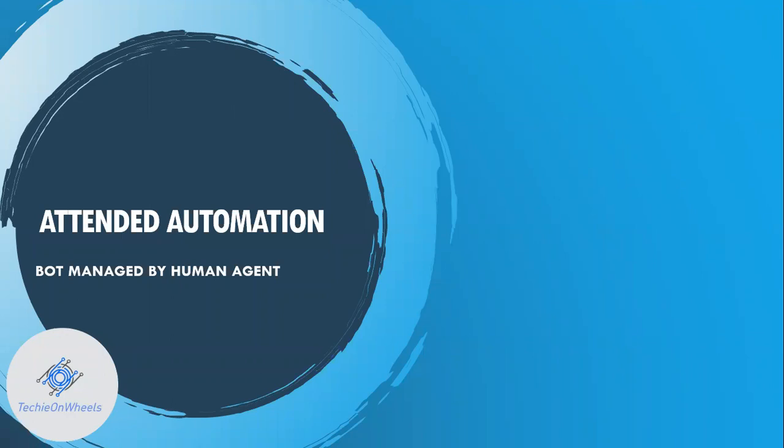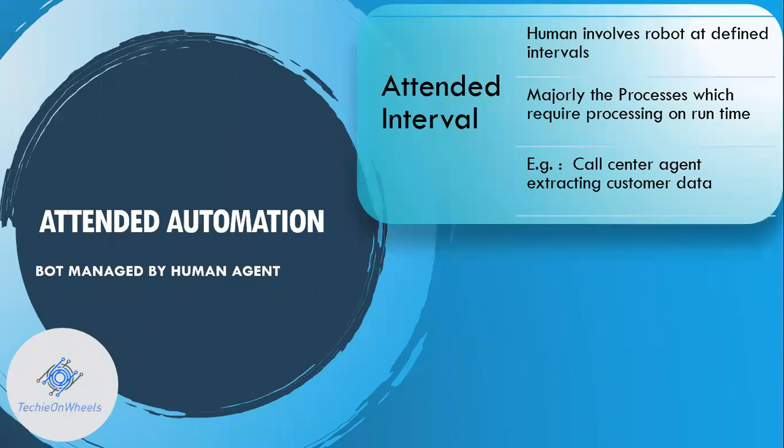Like I told, what is attended automation? It's a bot which is managed by human. Like we discussed, there are two subdivisions onto it. First is attended interval, which means human involves robot at defined interval. So these are basically the processes which, whenever required, agent or anyone who is using that bot can trigger and use that bot as per their convenience. One of the major example for this mode is call center agent, where say a customer calls a call center and then the agent has to extract the details about that customer. He can just feed the customer ID there and just run the bot to fetch entire detail of the customer.